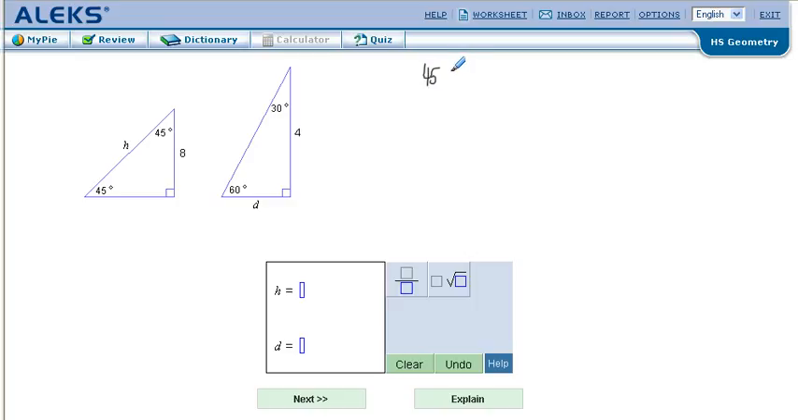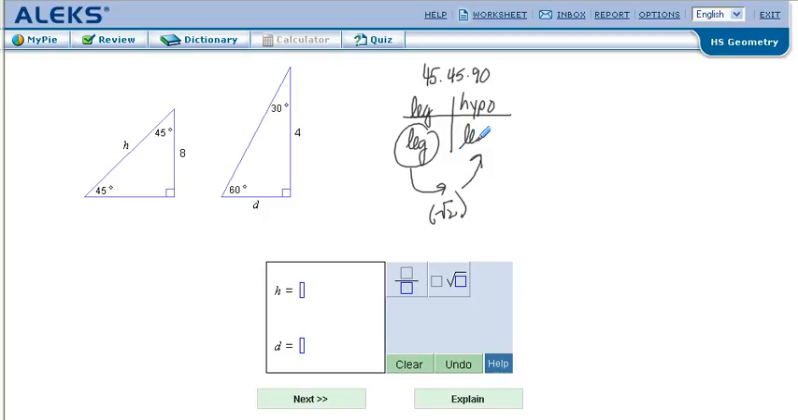In a 45-45-90 degree triangle, the two legs of the triangle are congruent, so we'll just call them both legs. Because it's an isosceles right triangle, the hypotenuse is whatever that leg is times root 2. So the hypotenuse equals whatever the leg is times the square root of 2. That is the 45-45-90 table.